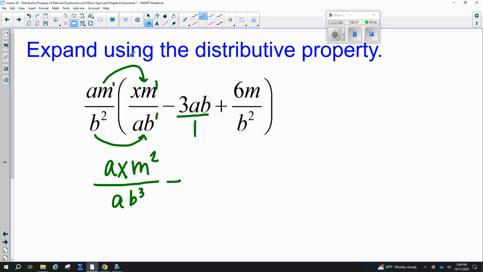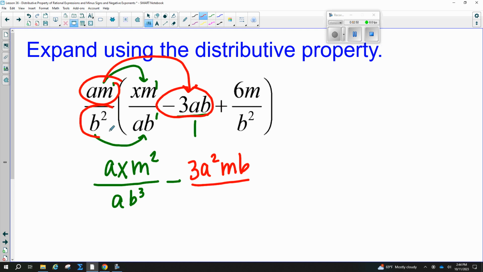All right, now I'm going to multiply the top to the top right here. So I have am times a negative 3ab. So just my a exponents add. So I have 3a squared, and then I have an m and a b all over. Now I'm going to multiply the b squared times 1. So I need to have a b squared in the denominator plus.